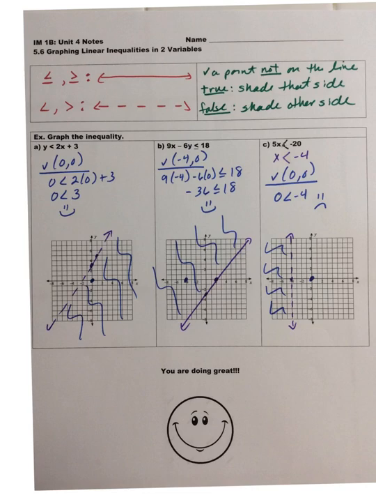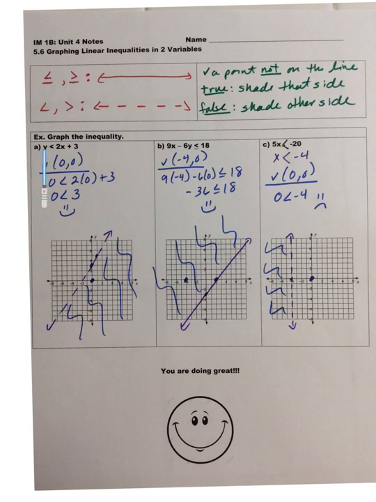So you take a point, you plug it into one of the inequalities. If you get a true statement, that's the side that you want to shade. If you get a false statement, then you want to shade the other side. So instead of does the arrow go to the right or does the arrow go to the left, we have to decide which side of the line we're going to shade.